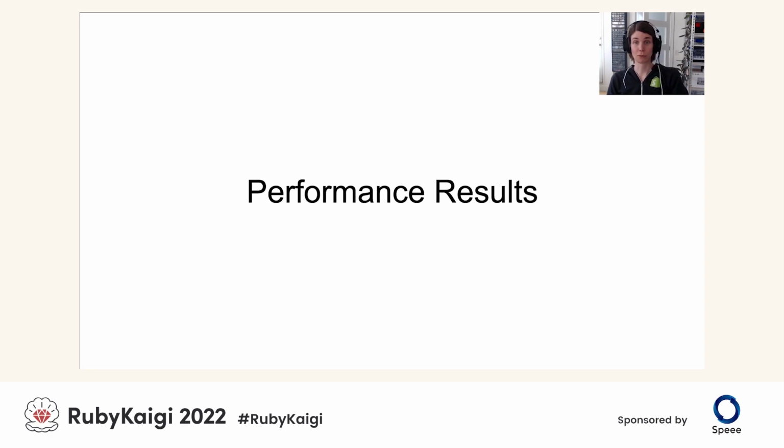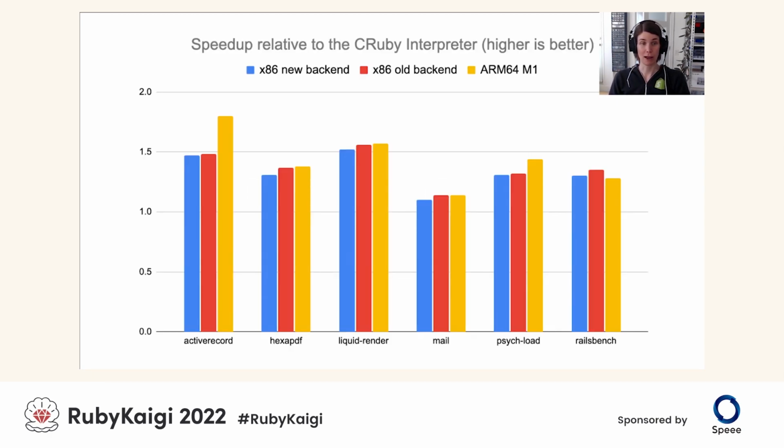Now let's look at some performance results. So here we have a graph where each bar represents speed up compared to the interpreter, and higher is better. The first bar compares the x86 new backend compared to the interpreter. The second bar compares the old YJIT implementation on x86 compared to the interpreter. And the third bar compares the ARM64 new backend compared to the interpreter running natively on ARM64 on my M1 laptop. The x86 results were benchmarked on an Intel CPU on an AWS instance.